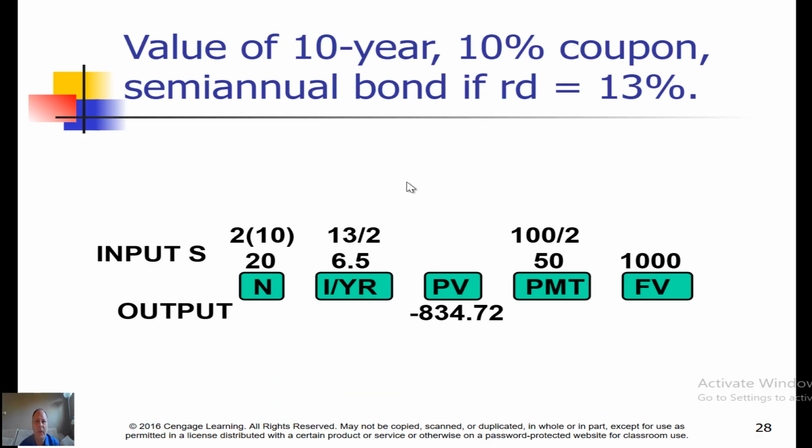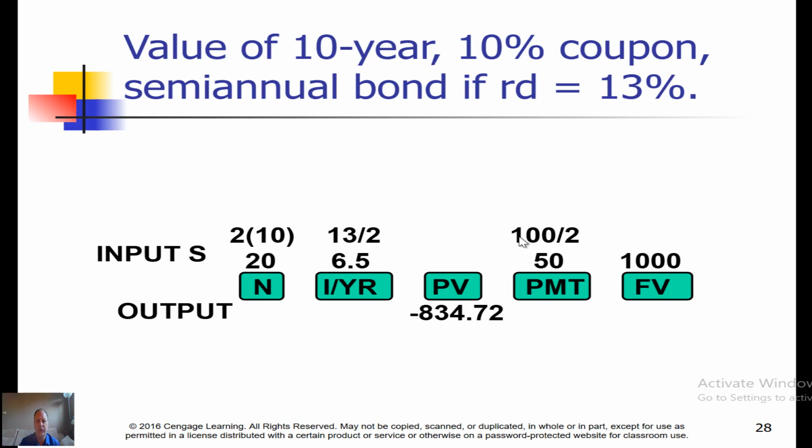Let's consider a 10-year, 10% coupon semiannual bond, if RD, the required rate of return in the market, is 13% per year. Well, it's a 10-year bond, but you get 2 payments every year, so there's 20 payments. It's a 13% interest bond, but you get payments every 6 months, so the interest rate every 6 months is 13 divided by 2, or 6.5.